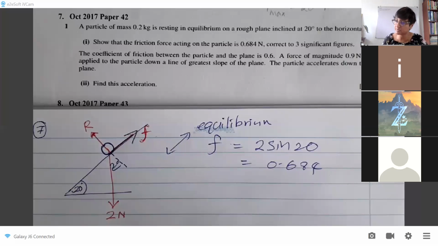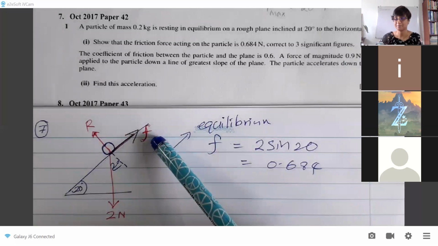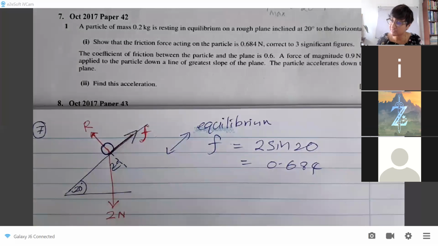The coefficient of friction between the particle and the plane is... Now only they are giving mu. And that's an indication that we don't need mu in this. That's an indication that this is not F max. The coefficient of friction is 0.6. A force of magnitude 0.9 is applied to the particle down a line of greatest slope of the plane. The particle accelerates down the plane. Find the acceleration. Can you do it on your own? So Malik has gotten an answer. I don't know whether that is right.